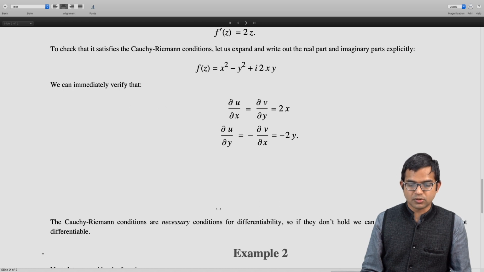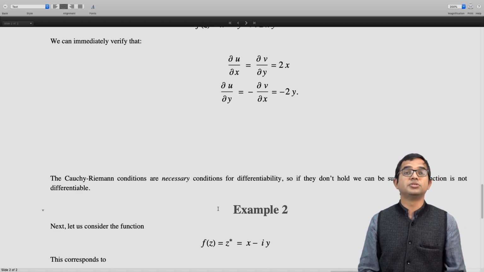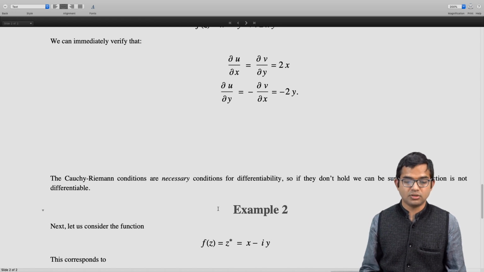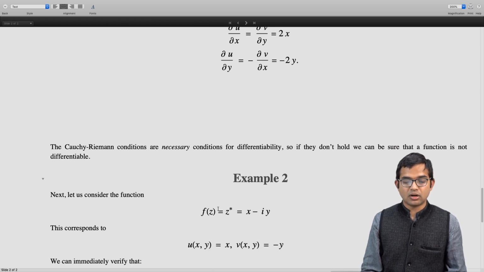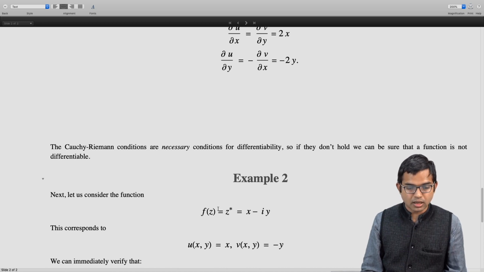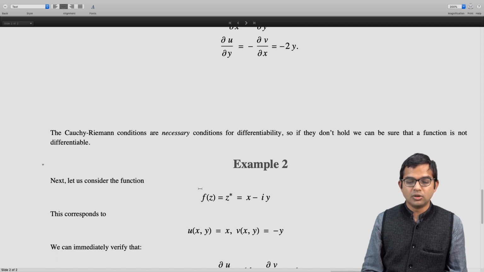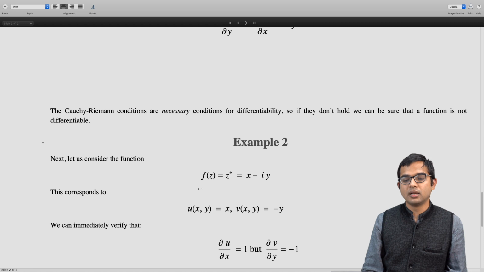Let's look at an example of how this plays out. Suppose we consider the function f(z) = z*. We already looked at this and saw how this function is not differentiable. We could also work this out using the Cauchy-Riemann conditions, because u(x, y) is equal to x and v(x, y) is equal to −y, and immediately we can see that ∂u/∂x is equal to 1, but ∂v/∂y is −1.